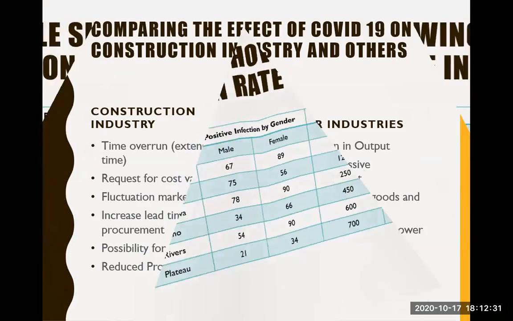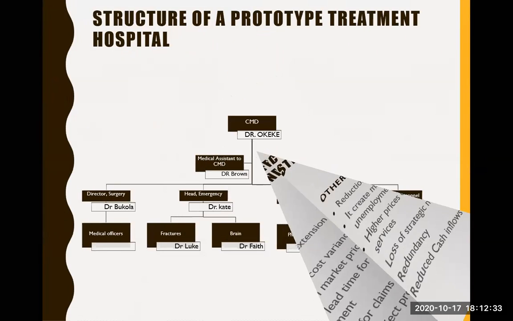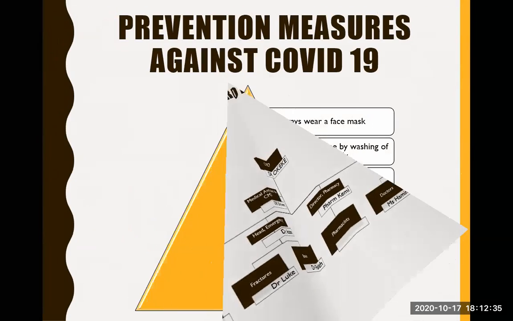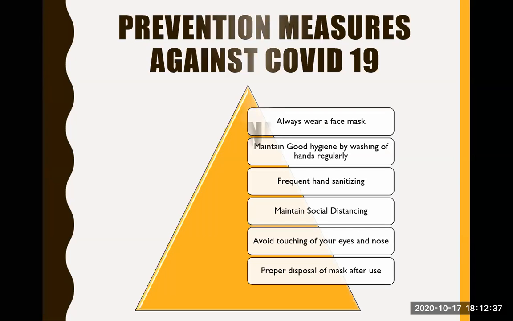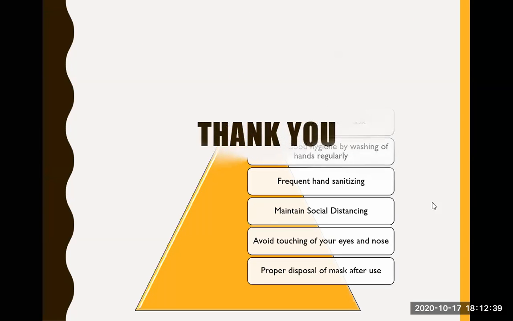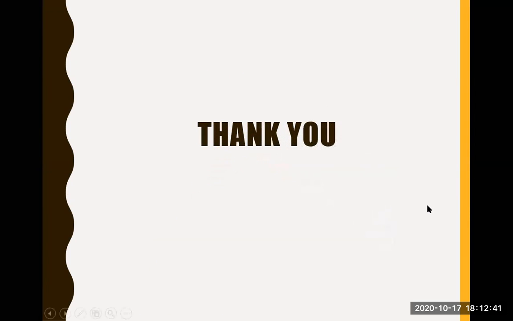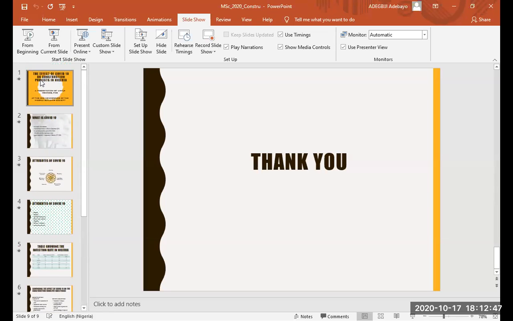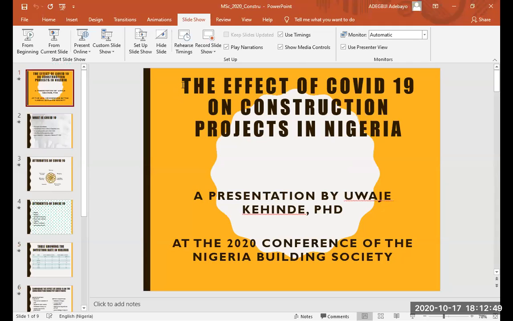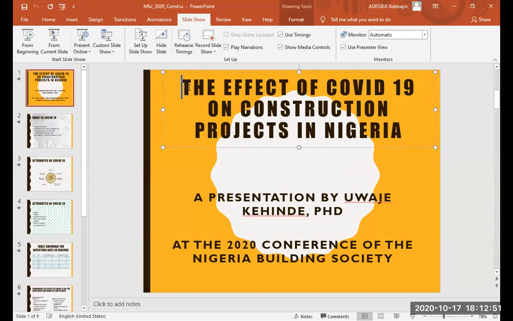Now, when you want to apply animation, you select the content. For instance, if I want to apply animation here, I will select this, the effect of COVID-19 on construction projects in Nigeria. Because I've selected that.